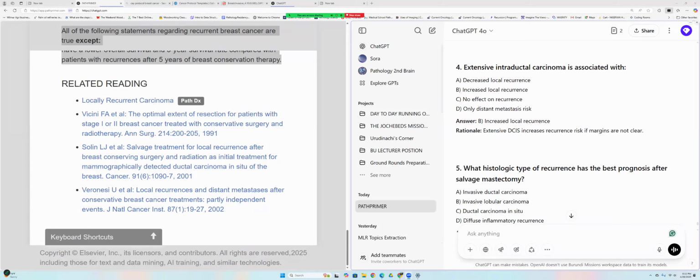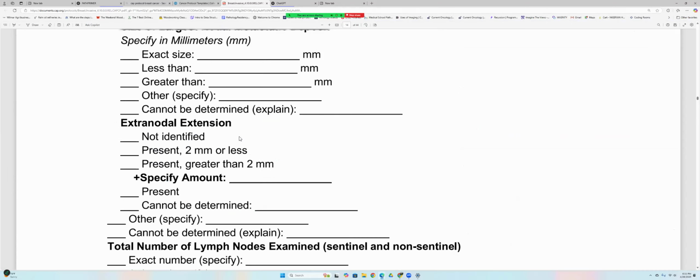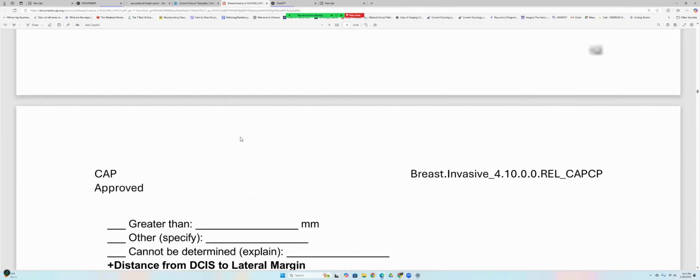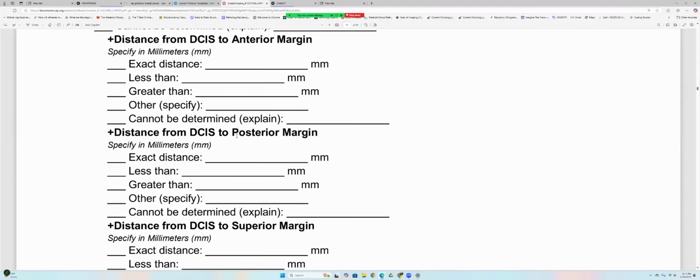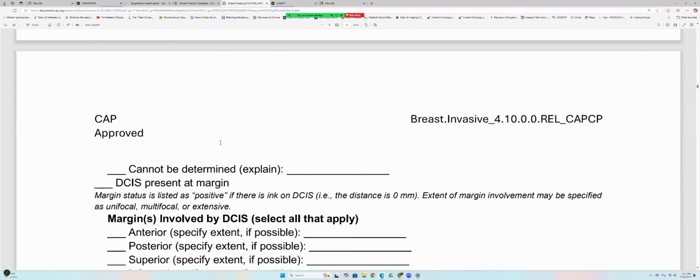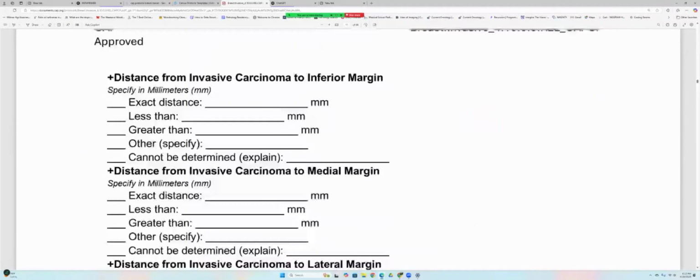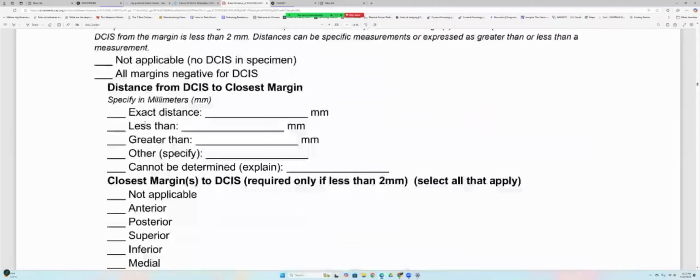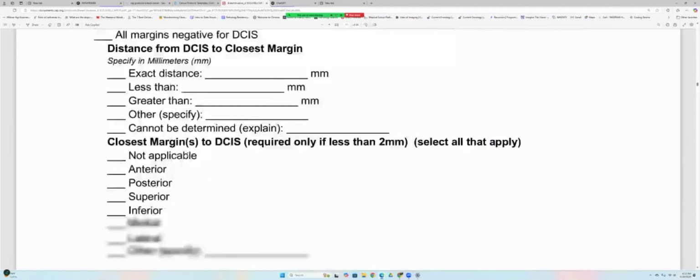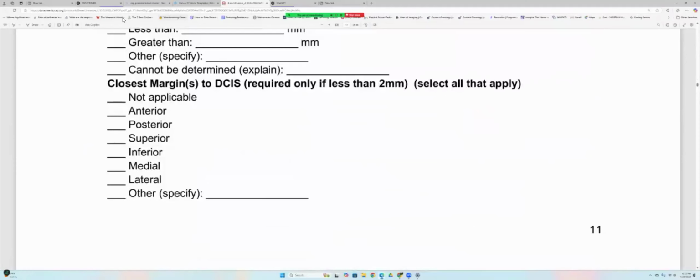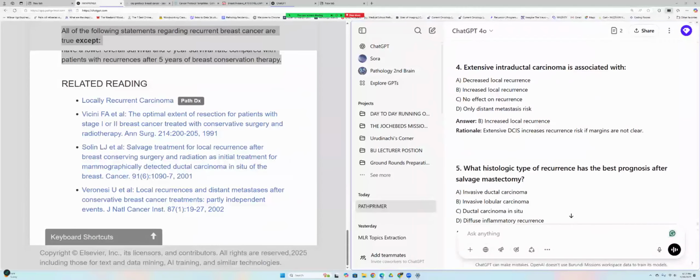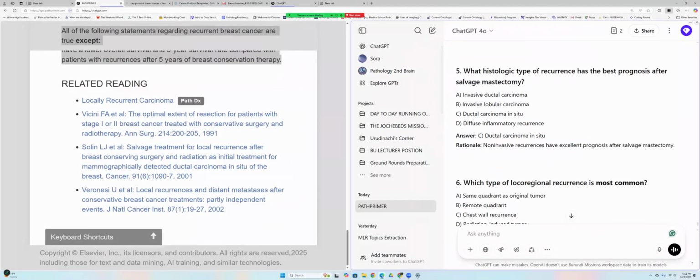Yeah. We should just look at DCIS margins in our CAP report. Look at this. Look at DCIS. Here, the invasive is on top, they'll ask you about DCIS at the bottom. Margin status for DCIS is very important. Distance of the DCIS to the closest margin. So if the margin is close to DCIS or DCIS is positive for margins, it increases the risk of local regional recurrence as well. And continue.